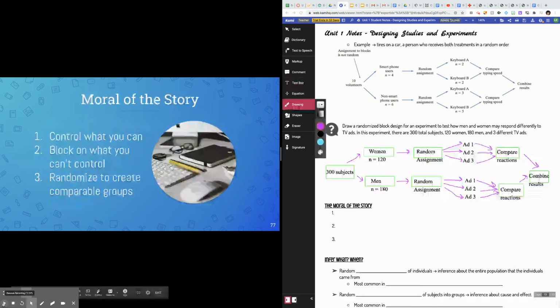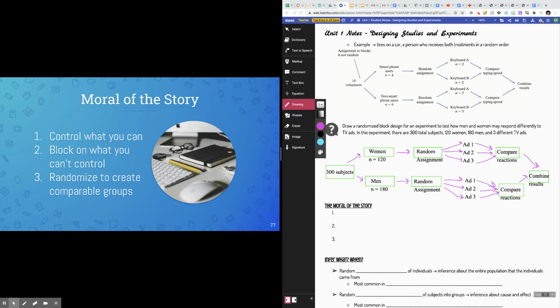All right, so you can see on the right side of your screen, here is a randomized block design for 3 different ads blocked by gender. So we started with our 300 subjects at the beginning, then blocked by gender first. That's always the first step. So you have a block for women and a block for men. Notice that I gave a sample size for each one. Then random assignment comes next.